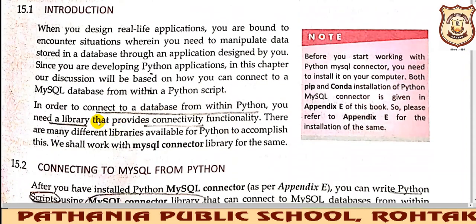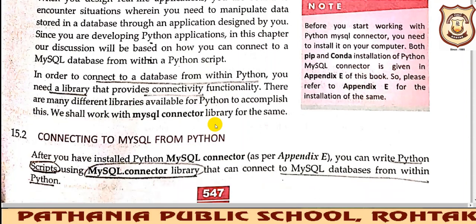So basically, in order to connect to the database from within Python, you need a library that provides connectivity. Connectivity functionality means it will create a connection between Python and MySQL. So for that we need a library, that is known as MySQL connector. In every program wherever we are trying to connect MySQL with Python, we will use this library at the top using the import keyword. Okay, we'll see how we should use it.